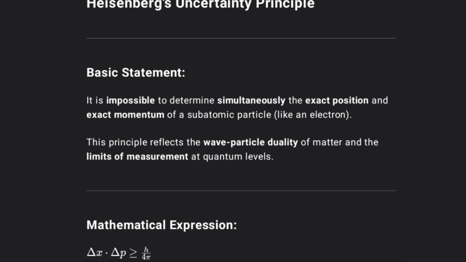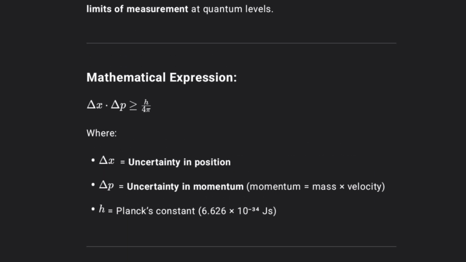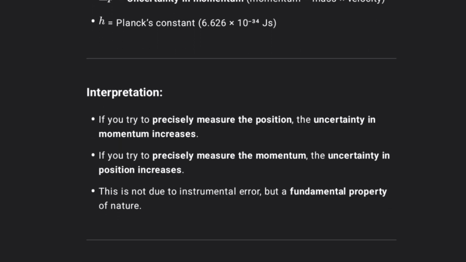Mathematical expression: Δx · Δp ≥ h/4π, where Δx equals uncertainty in position, Δp equals uncertainty in momentum, momentum equals mass times velocity, h equals Planck's constant, 6.626 times 10^-34. Interpretation: if you try to precisely measure the position, the uncertainty in momentum increases. If you try to precisely measure the momentum, the uncertainty in position increases. This is not due to instrumental error, but a fundamental property of nature.